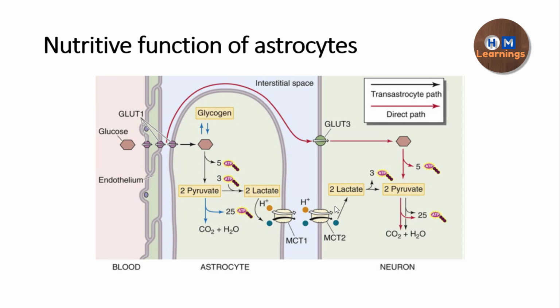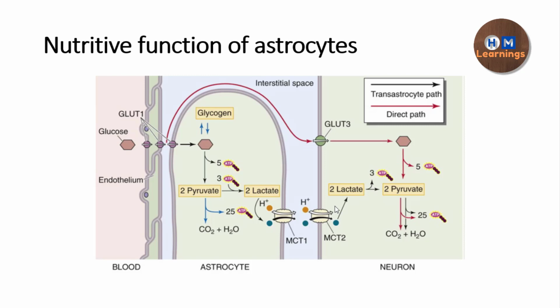In the neuroglia, astrocytes are the ones whose functions tend to be more important for the survival of the neuron, and that is why more functions of the astrocytes are going to be discussed. So the first function of astrocyte is the nutritive function. Nutritive function means what? It provides nutrition to the neuron.